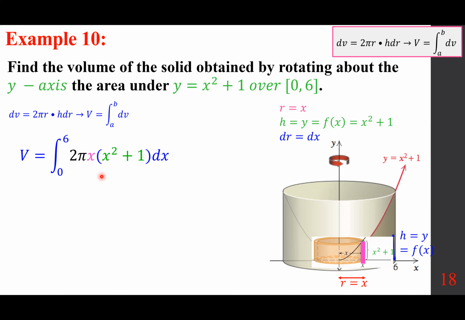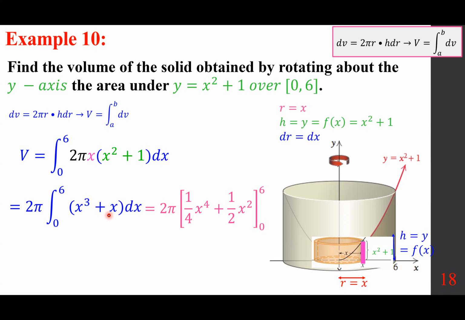Again, I can put the 2 pi out. This is x cubed plus x. And if I want to integrate this again from 0 to 6, obviously it was mentioned. So this is 1/4 x to the power of 4 plus 1/2 x squared. 0 gives you 0. All you have to do is plug in number 6. And you do the math. You end up with 684 pi.